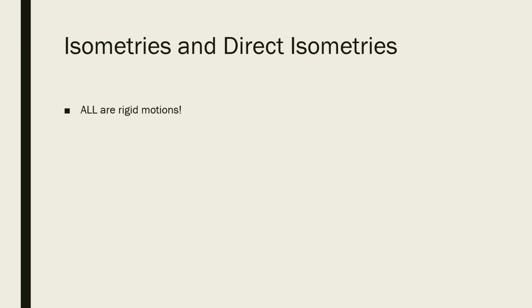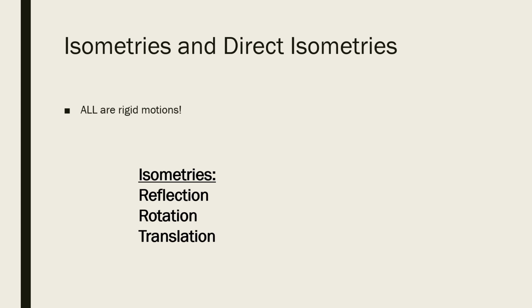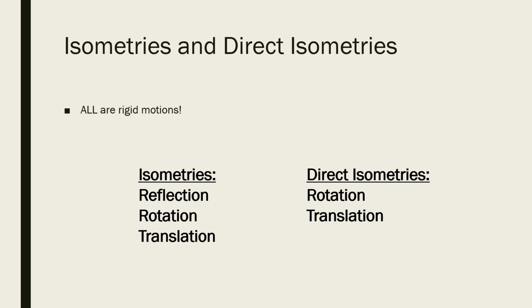So, isometries and direct isometries. Isometry is a synonym, another word for rigid motion, so you're going to get all of those again. Now, a direct isometry means not only is it a rigid motion, but it also maintains its orientation. That's only going to be a rotation and a translation. You should know by the time you watch this video that reflection does not preserve orientation, so that is not a direct isometry.